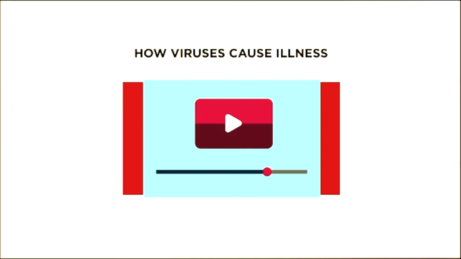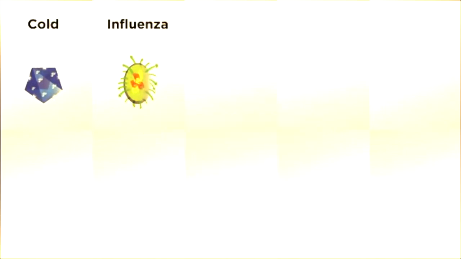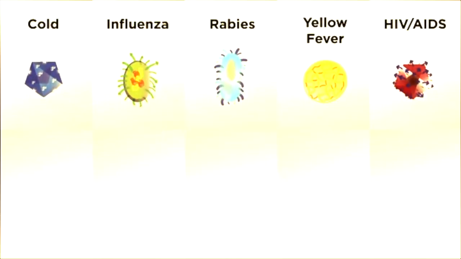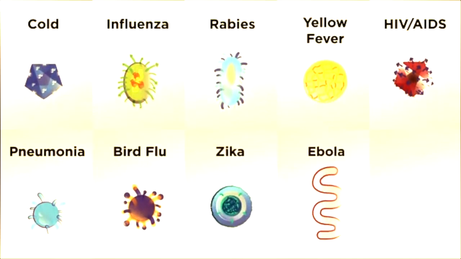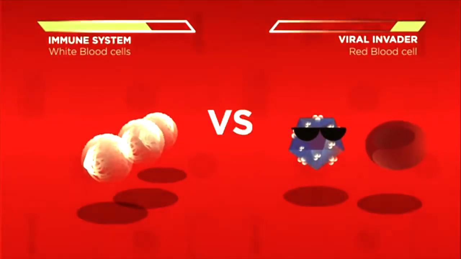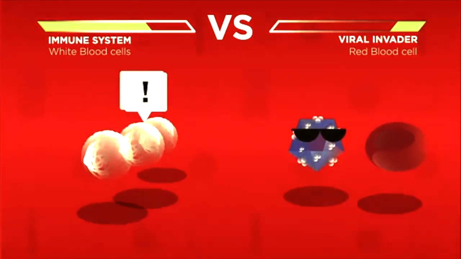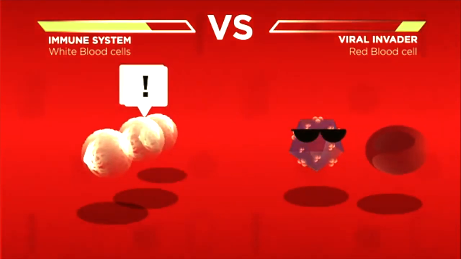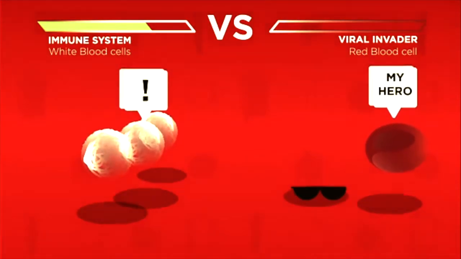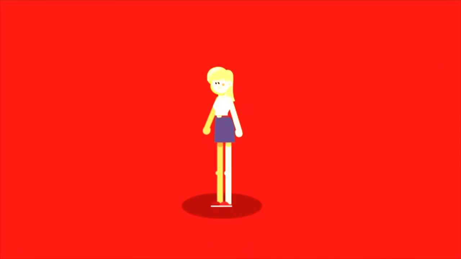Viruses cause many human diseases, including colds, influenza, rabies, yellow fever, HIV or AIDS, pneumonia, bird flu, Zika, Ebola, and the cancer-causing HPV. They are just a few examples. Fortunately, the human immune system is very good at dealing with viral invaders. Sometimes our immune system will recognize the virus as an intruder and will destroy the virus before it gains entry into a cell. Even after infection begins, our immune system destroys the virus and the person recovers.